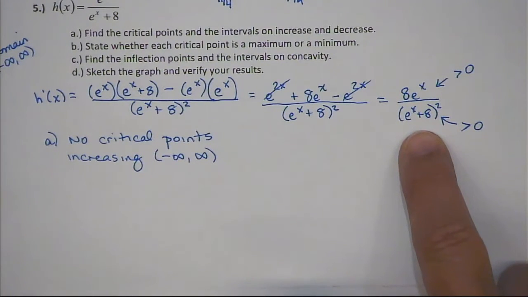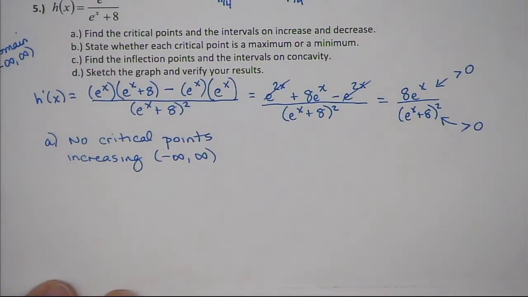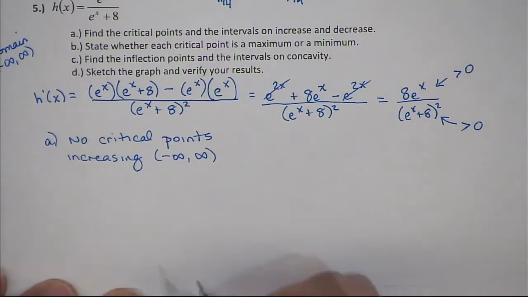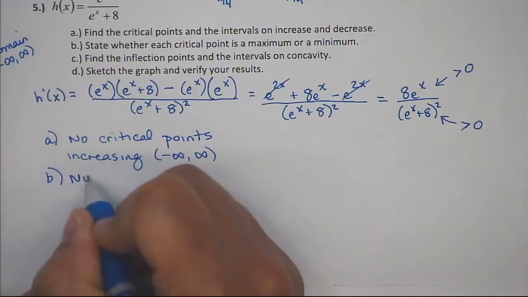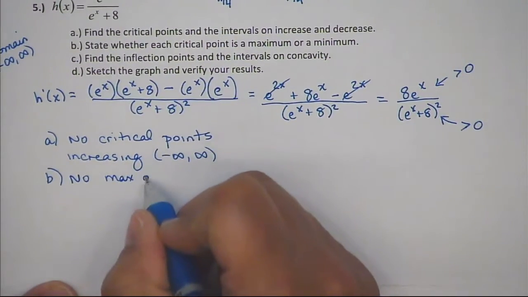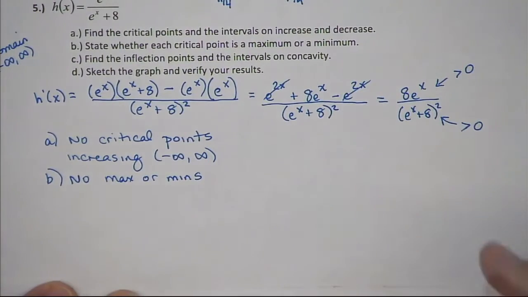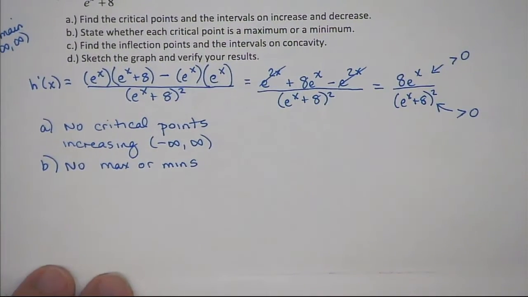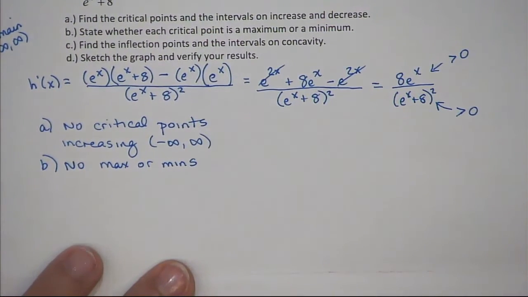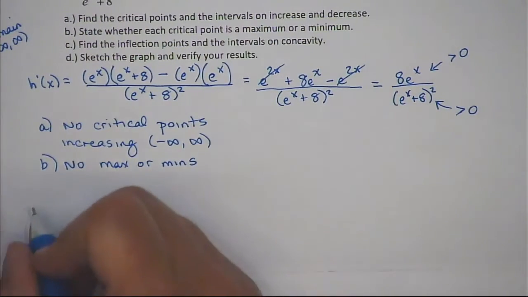The numerator is always a positive number. The denominator is always a positive number. So it's not decreasing at all. It's always increasing. And part B, there are no max and mins, and no critical numbers to check. Okay, so that's all the first derivative stuff. It wasn't very exciting. All right, now we have to find the second derivative to do part C.